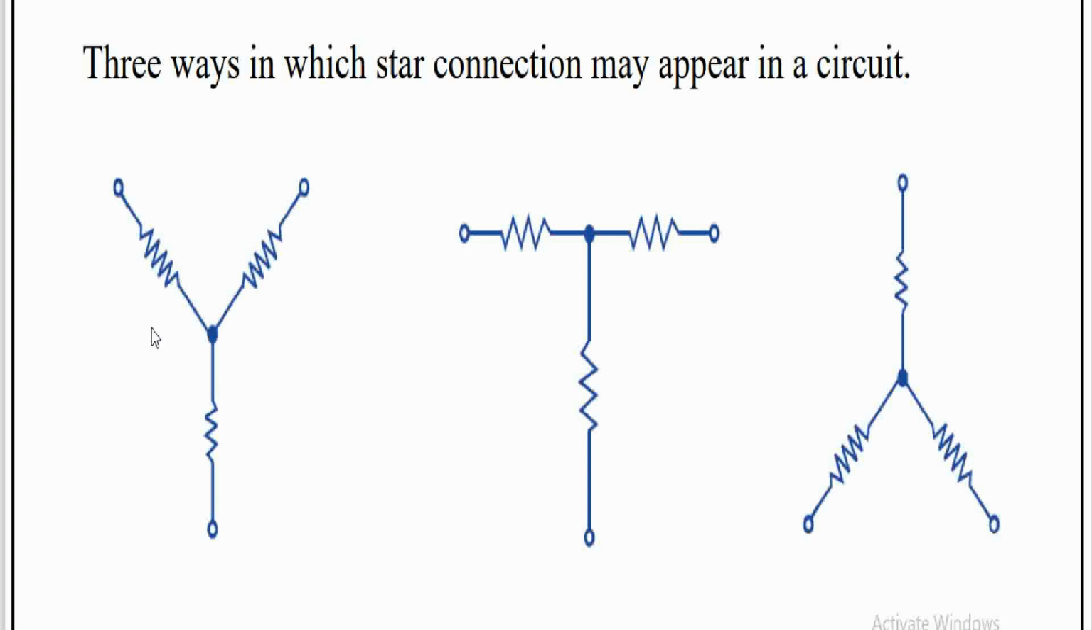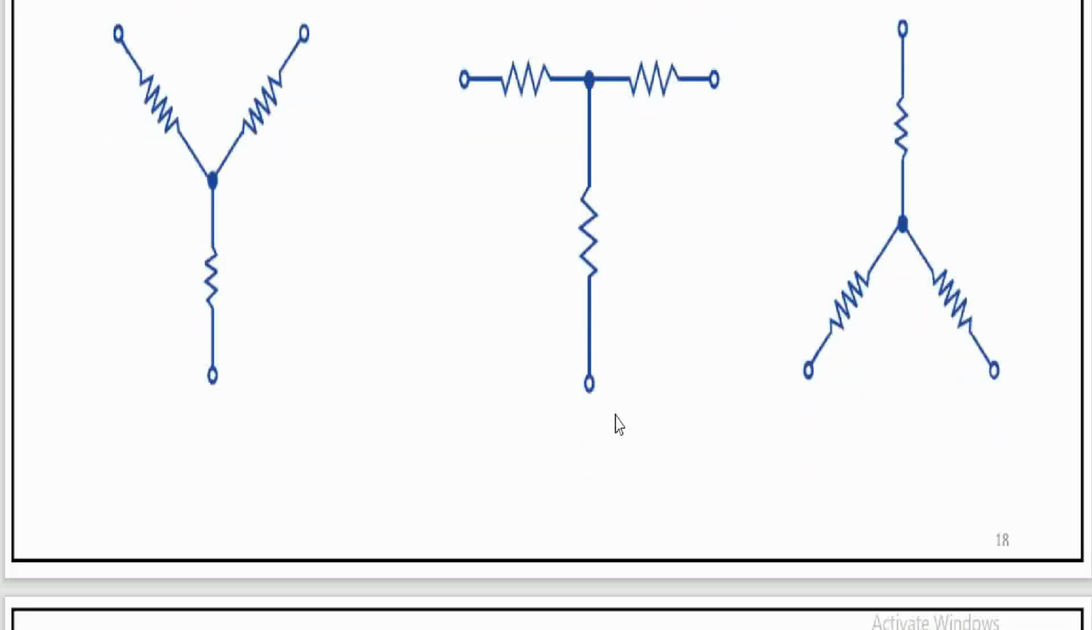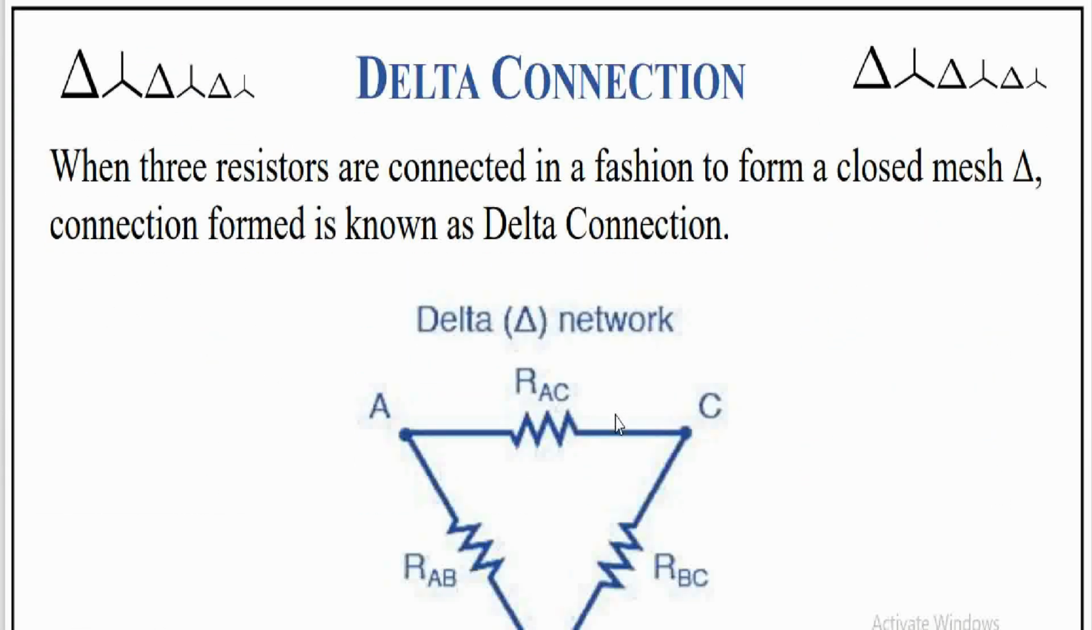If the elements are arranged like this, it is called a star connection, because here we have a common point. If it is arranged like this in a T shape, here we also have a common point. So in either of these forms, the star appears in a given circuit.